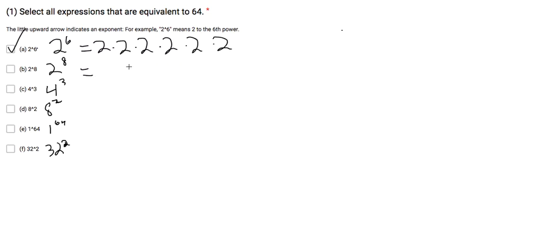2 to the 8th power is like saying 2 to the 6th power, and then we're multiplying by 2 more 2's. So if we know 2 to the 6th is already equal to 64, if we multiplied 64 times 4, it wouldn't be equal to 64.